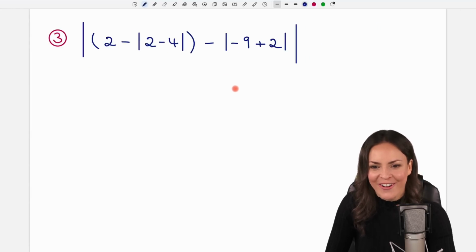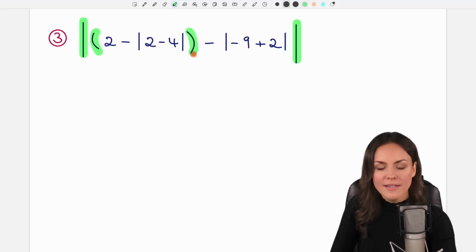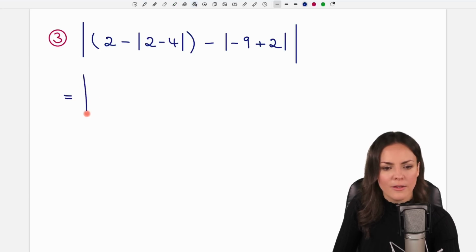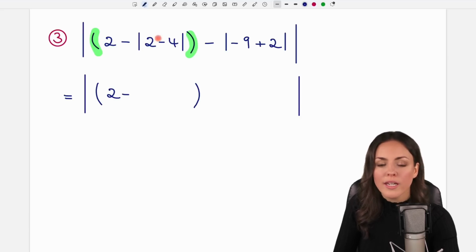Okay, maybe we breathe first before we start. We have a big absolute value here, and inside we have parentheses here, and inside our parentheses we have this other absolute value, and here is another absolute value of this. So we start inside, so I write down the big absolute value bars here, and then we start here with these parentheses. I write them down again. We have the 2 minus first, and here we can calculate what we have inside our absolute value. So I write down the bars and we calculate 2 minus 4, which equals -2.